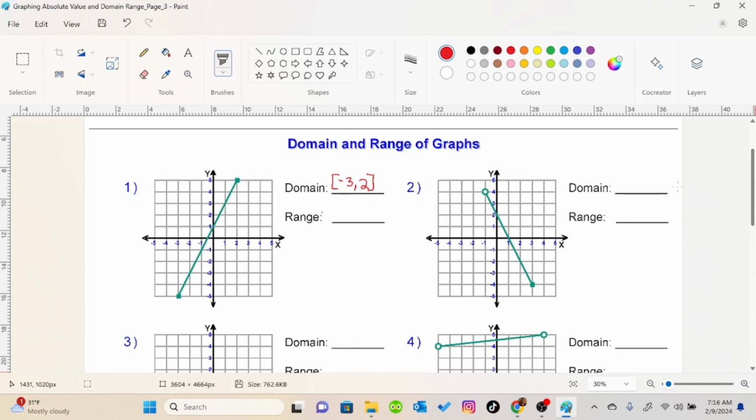The range refers to y. The lowest y value is negative 5 included. So square bracket negative 5. The highest y value is 5, and that is also a solid point, so square bracket.